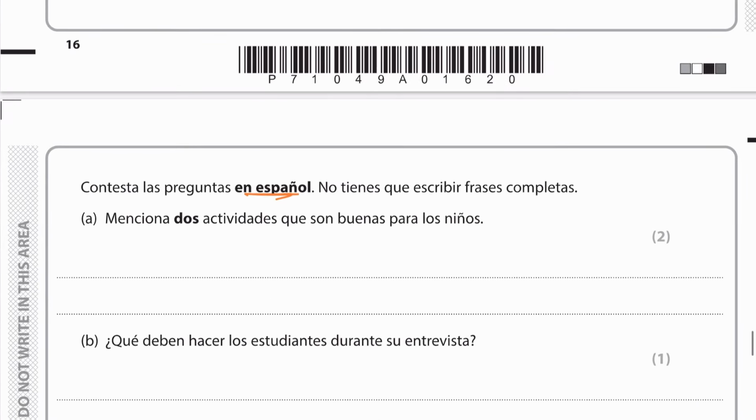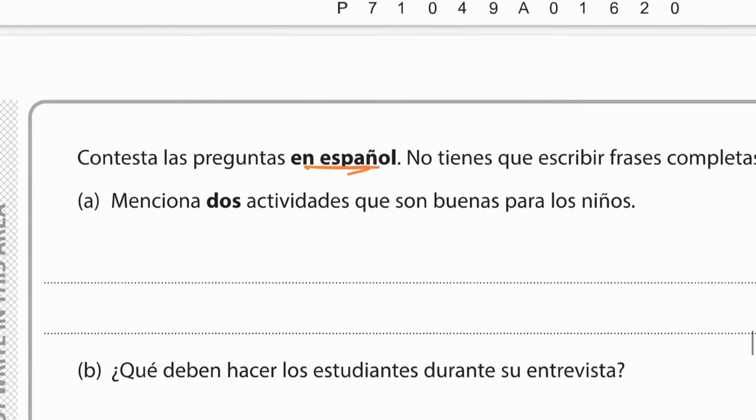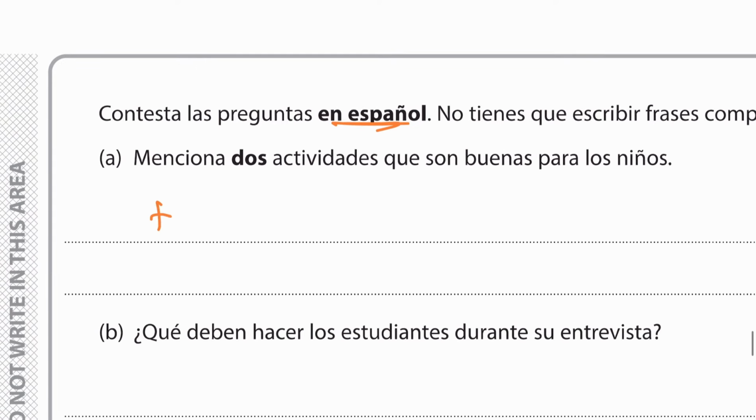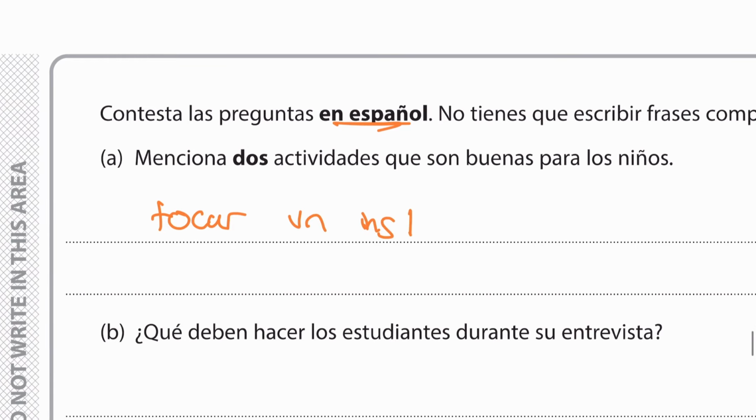Contesta en español. You do not have to write in full sentences. Menciona 2 actividades que son buenas para los niños. It was chess and playing an instrument. So use the same words in the question. I remember it was tocar un instrumento, tocar like el instrumento, and jugar like al ajedrez, wasn't it? Jugar al ajedrez, which is chess.